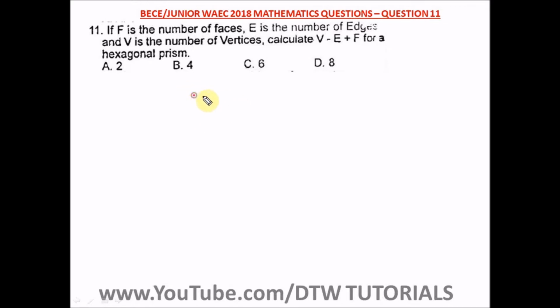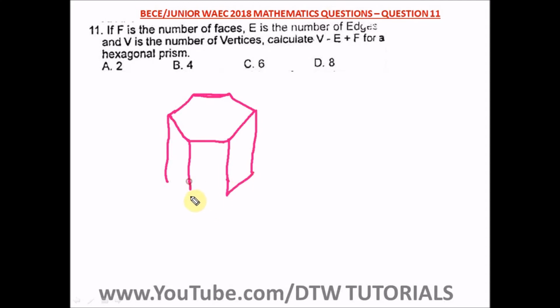So let's try to draw this, so we can count the edges, faces and vertices. We have one base here and another one here, and each has 6 sides. Hexagonal means 6. So we have 1 2 3 4 5 6. Let's bring this down, bring this down, and bring this down. Let's trace this down here. We have another side here, and we trace this down. So we have 1 2 3 4 5 6. The upper base and the lower base have 6 sides. So this is a hexagonal prism.